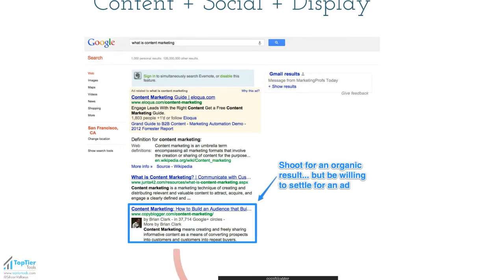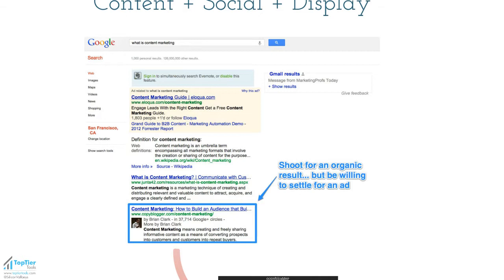Take a look at a different search results page for Google. This one is for the keyword, what is content marketing? And as you notice here, there's only one ad at the top of the page and there's no ads on the right-hand side. This probably speaks to the fact that the query in this case, the keyword, is not super high commercial in intent.